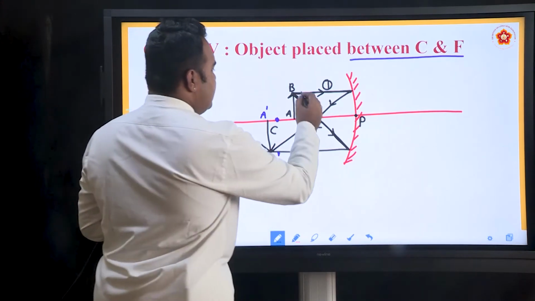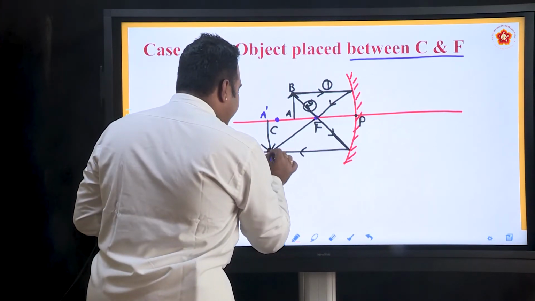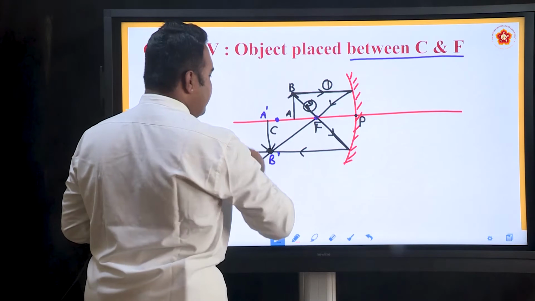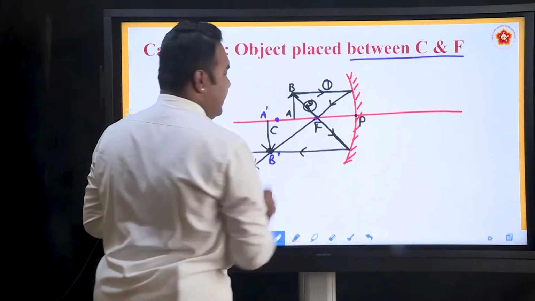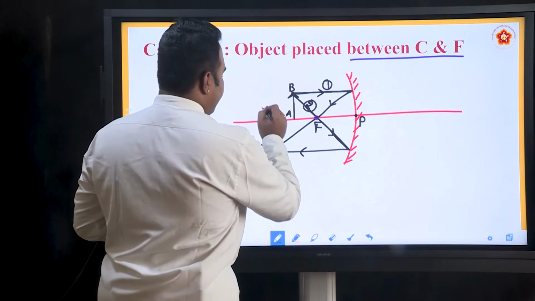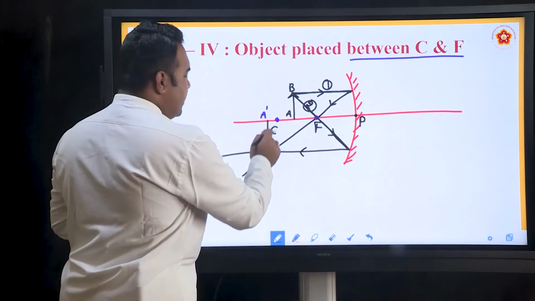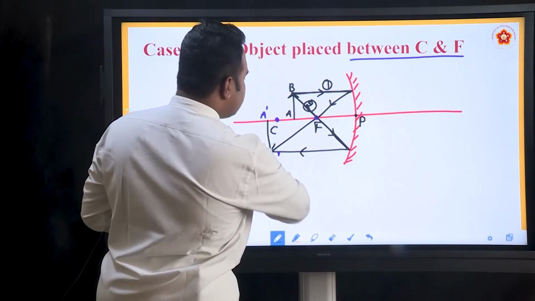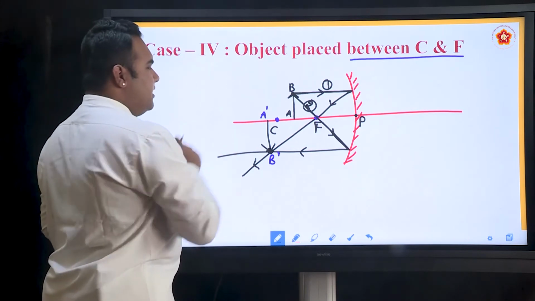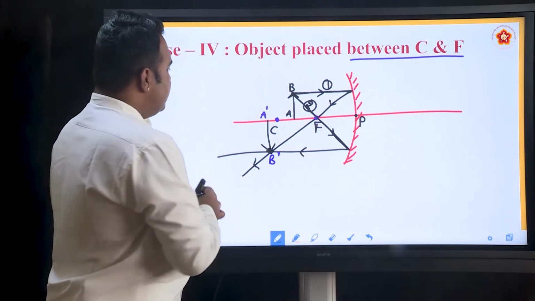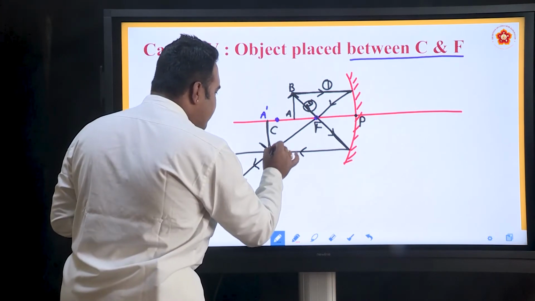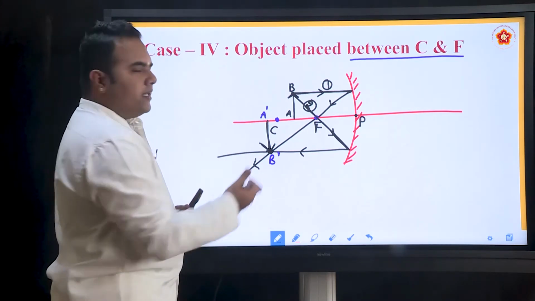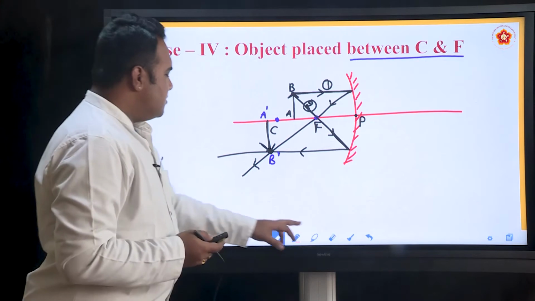Now, what do we know? These two rays are meeting at this point. So, when I draw my image from the principal axis, the object is AB, and the image I have marked as A prime B prime. The image formed is beyond C, beyond this point C in front of the mirror. So, it is a real, inverted image, and the length of the image is a bit larger, or the image is a bit taller than the object that is placed.